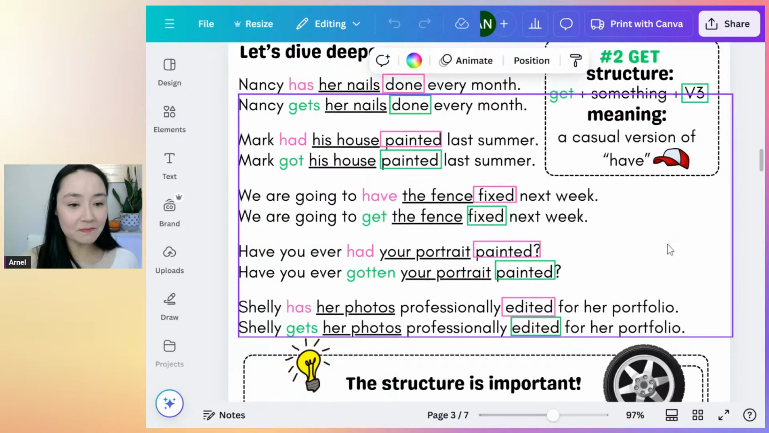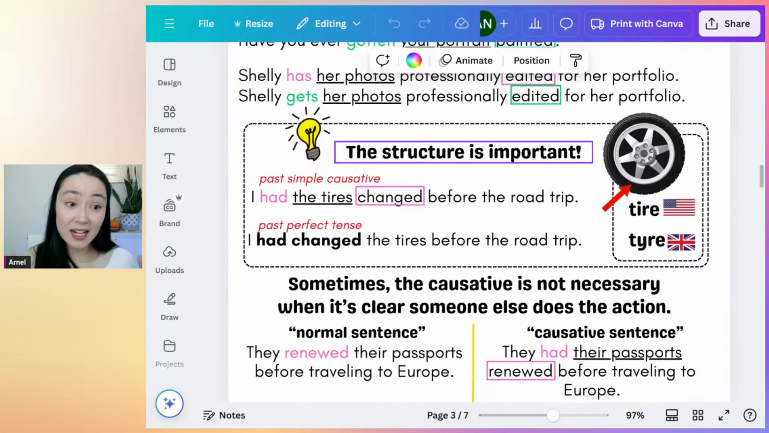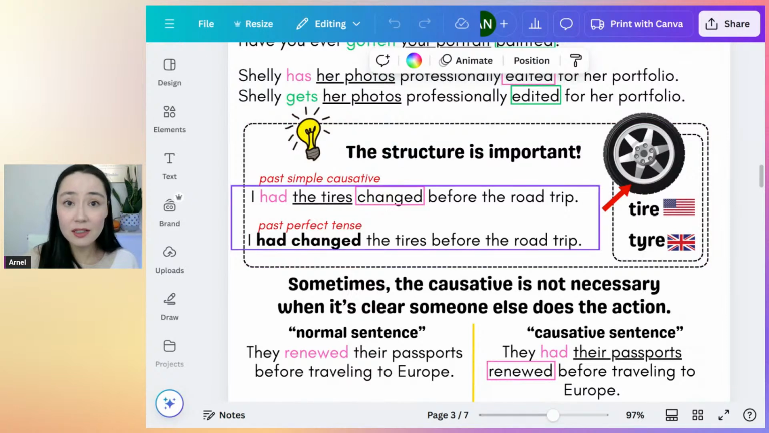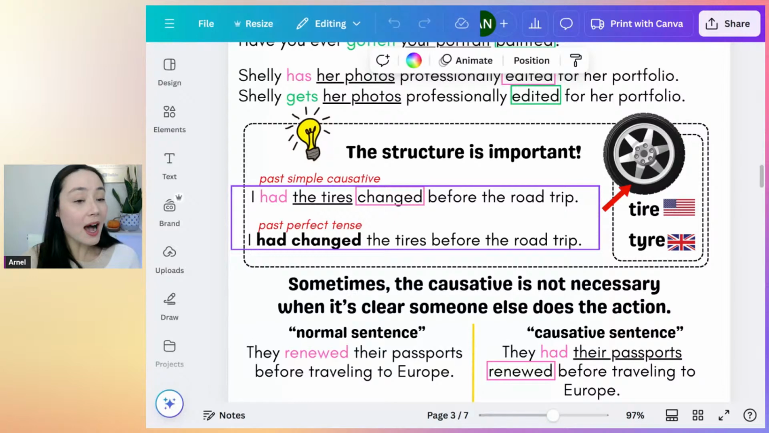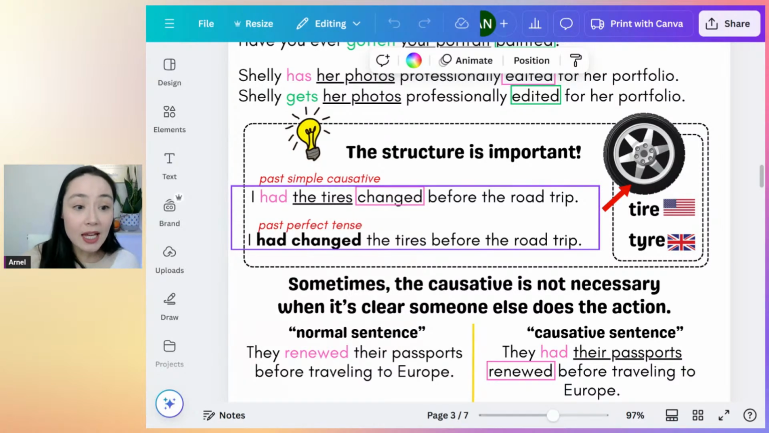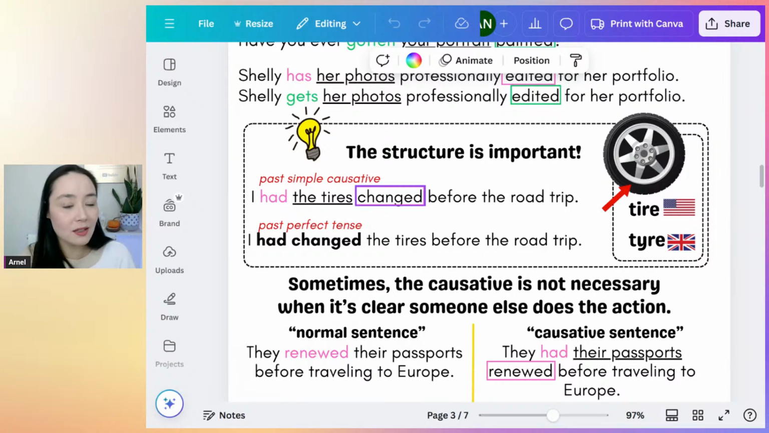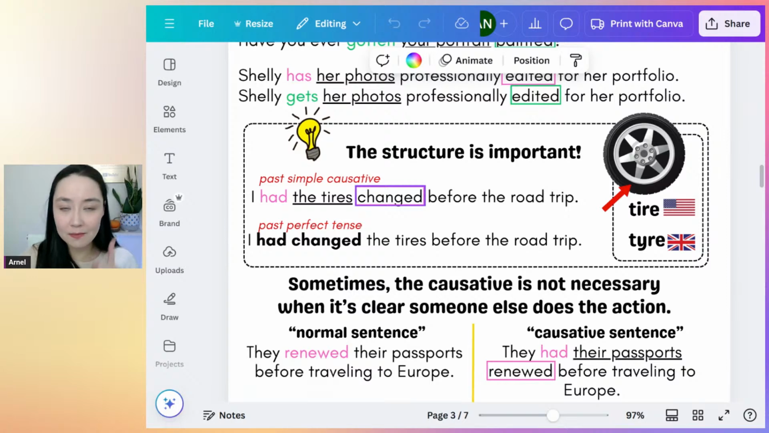So let's keep moving. The structure is important. I don't know how many times I've said that, but it is because, look, it can look very similar to something else. Past simple causative. I had the tires changed before the road trip. We have had and verb 3. This is past simple. I had changed the tires before the road trip. This is the past perfect tense. So the causative can look like other things, but is very specific. Have or had, something, verb number 3. Very important.